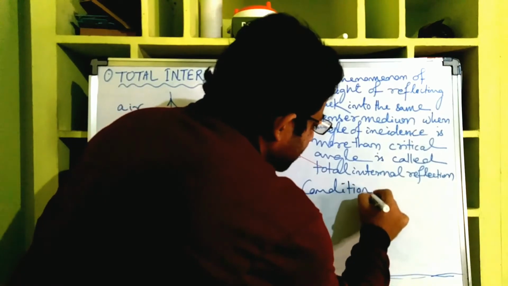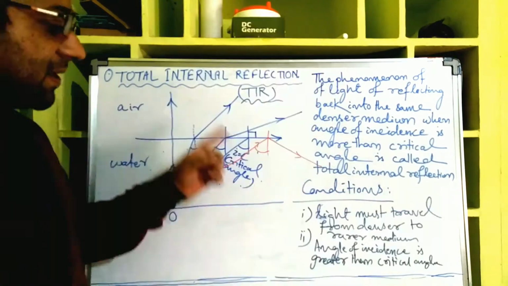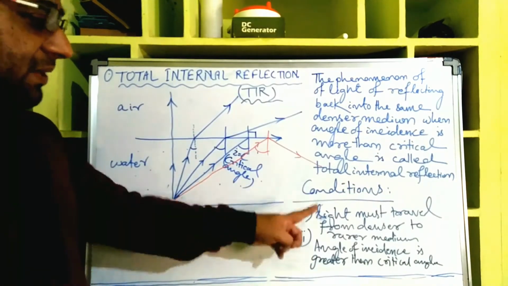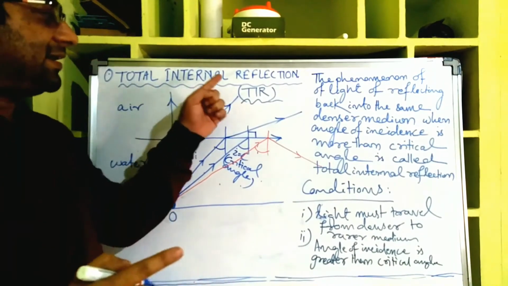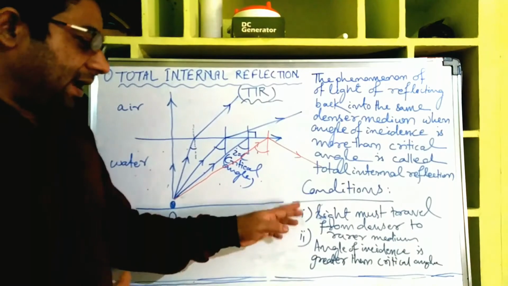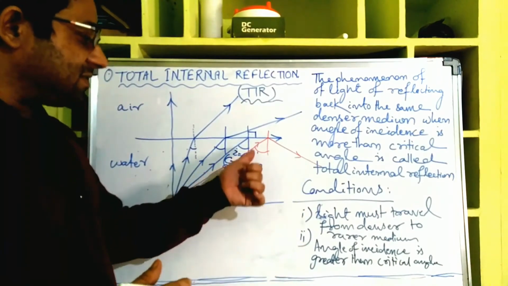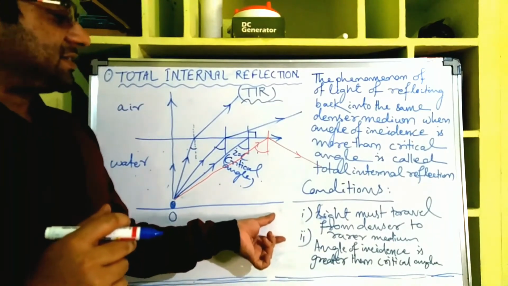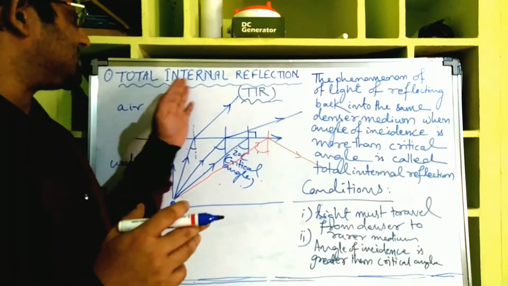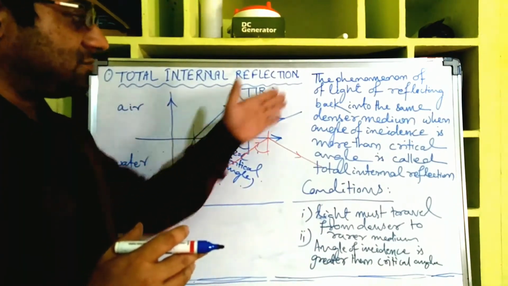So what are the conditions for total internal reflection? There are two conditions. Light must travel from denser medium to rarer medium. Then only total internal reflection will occur. And the second condition is that the angle of incidence must be greater than the critical angle. So when these two conditions are satisfied, total internal reflection takes place.